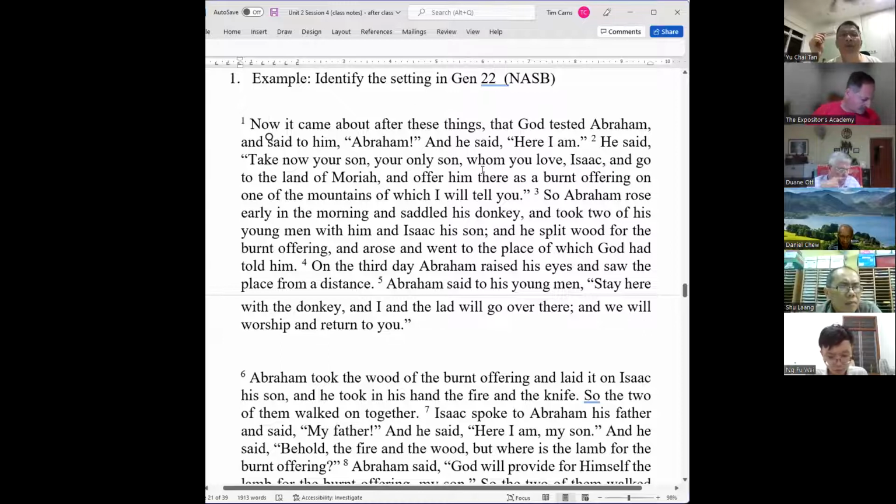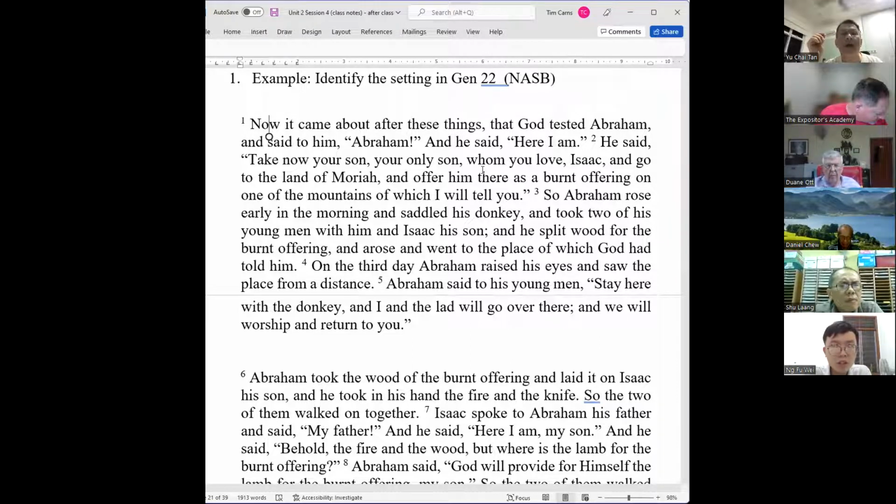Genesis 22, verse 1. Now it came about after these things that God tested Abraham and said to him, Abraham. And he said, Here I am. He said, Take now your son, your only son, whom you love, Isaac, and go to the land of Moriah, and offer him there as a burnt offering on one of the mountains, of which I will tell you. So Abraham rose early in the morning and saddled his donkey, and took 2 of his young men with him, and Isaac his son.